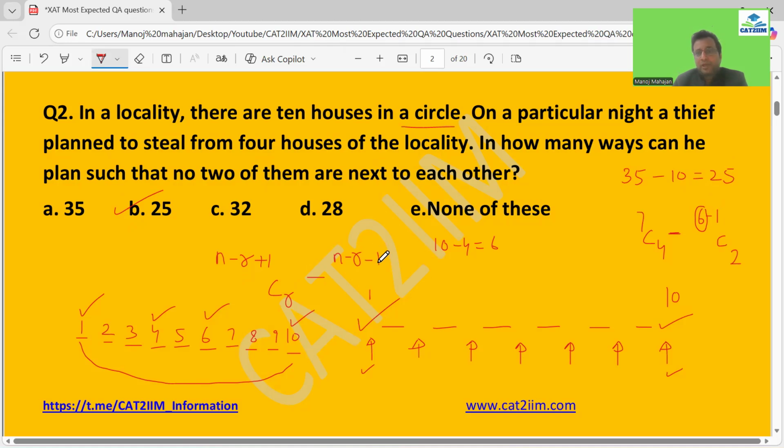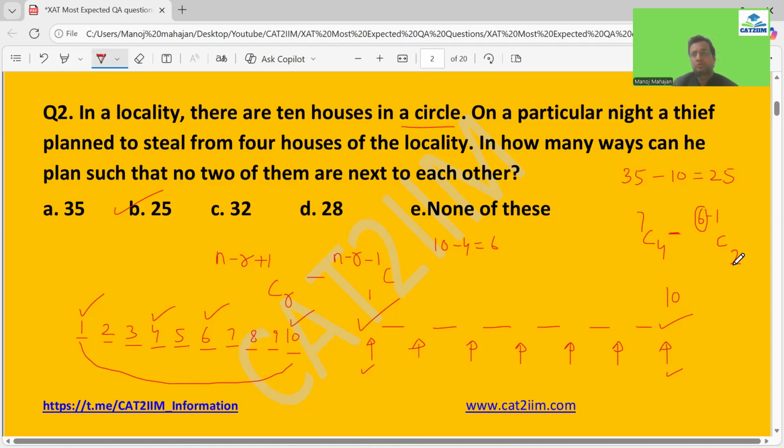One less I'll be doing, because when you have 6 houses, the gaps were just 5. So one less we have to do. Every time it's going to happen like this. So whatever the number of houses there are in a circle and how many houses you have to pick up, it doesn't matter. So n minus r minus 1.